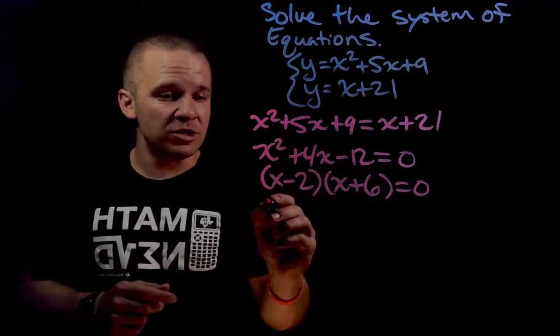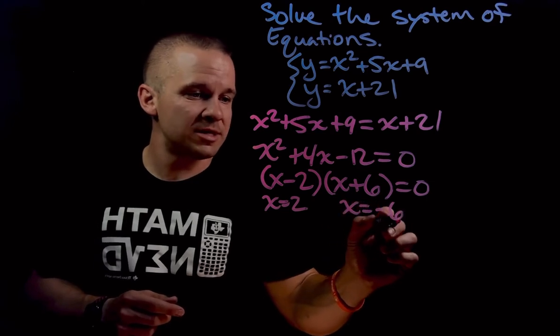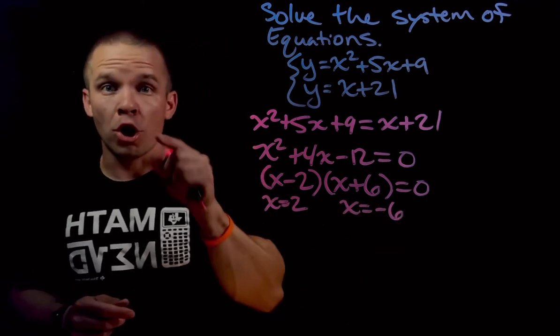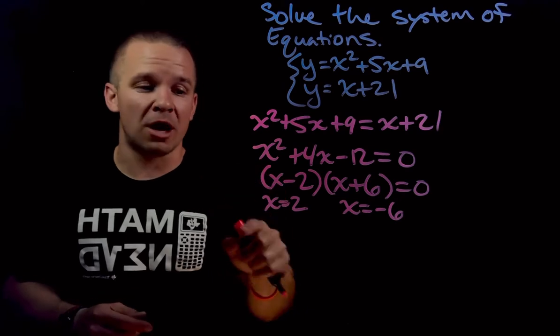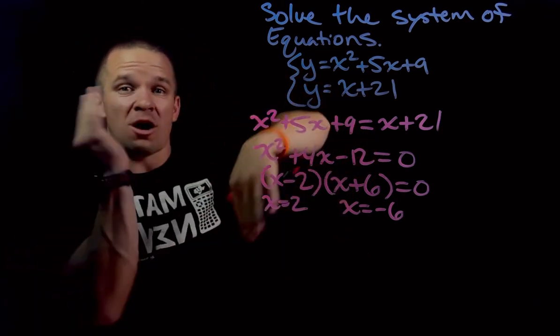Now, I can solve each of these. I'm going to have x equals 2. I'm going to have x equals negative 6. Are we done? No. I got to figure out what my y values are for each of these, because my solution to these is where those graphs are crossing, right?